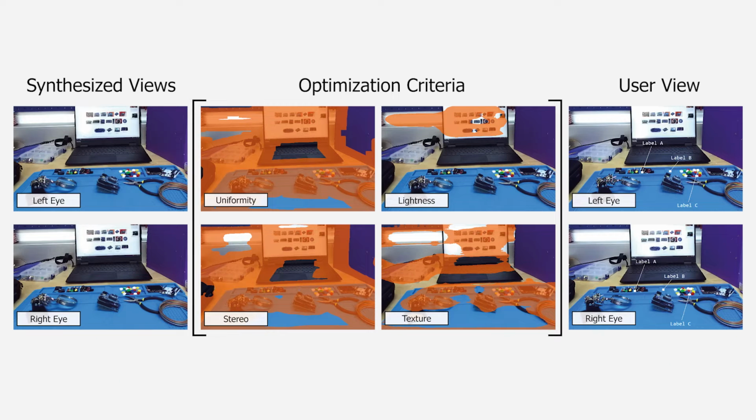Eye perspective view management optimizes label placement utilizing 4 main criteria. Background uniformity, to place labels in uniformly colored areas to avoid visual interferences. Lightness contrast, to ensure a lightness difference between text and background to improve contrast. Texture contrast, so that labels avoid textured areas which negatively affect text legibility. Stereo uniformity, which ensures that both of the user's eyes perceive the same label background behind the text.